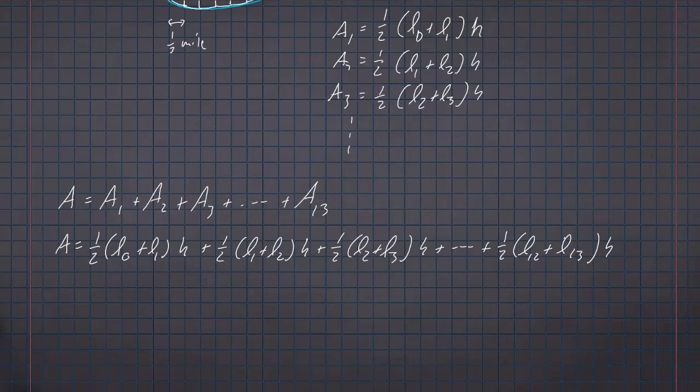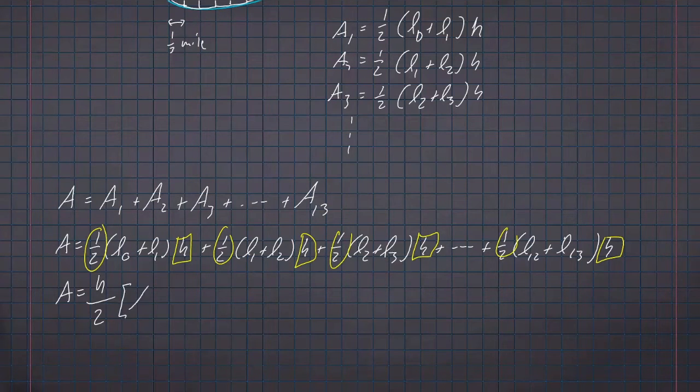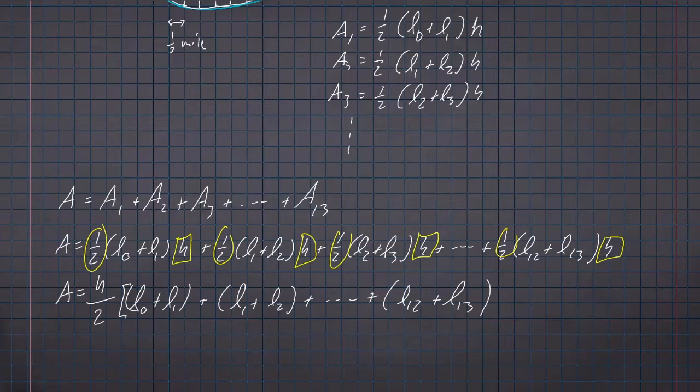In this formula, I want to point out that every term has a factor of 1/2, and every term has a factor of h. So I can factor those out. And I'll write h over 2 in front here. And then I have L0 plus L1. And I have L1 plus L2. And it keeps going until I get to the end and I have L12 plus L13.